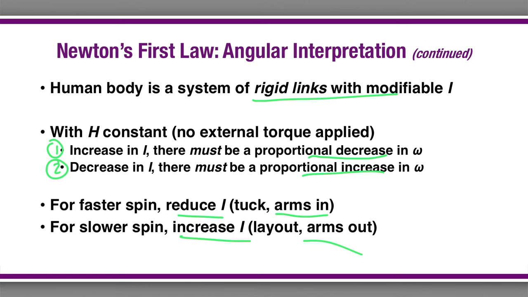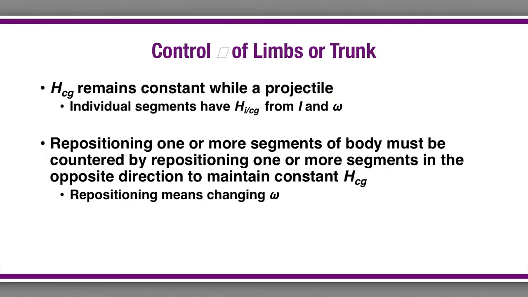In both of these cases, in the first one, we would have a proportional increase in angular velocity for a faster spin, and with increased moment of inertia for a slower spin, you would obviously have a decrease in angular velocity.